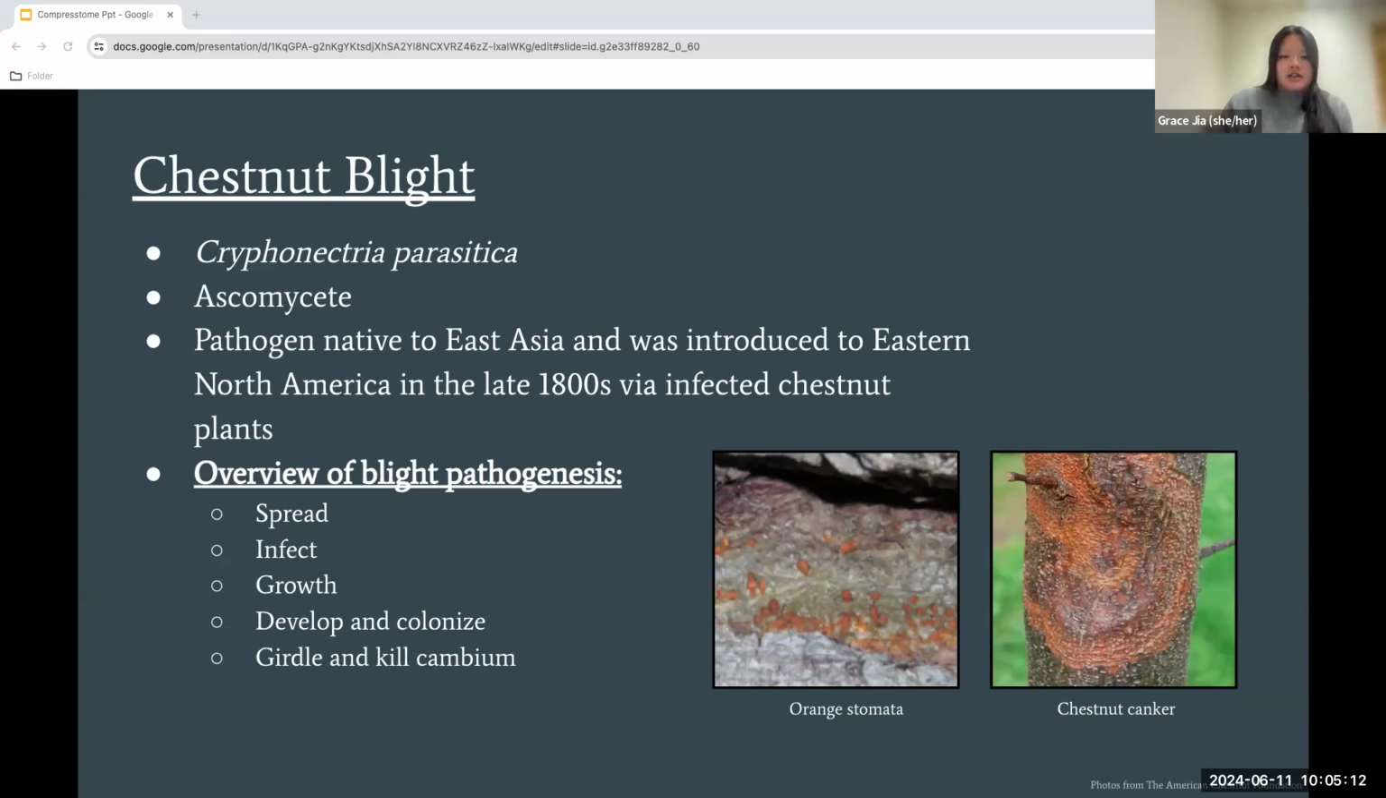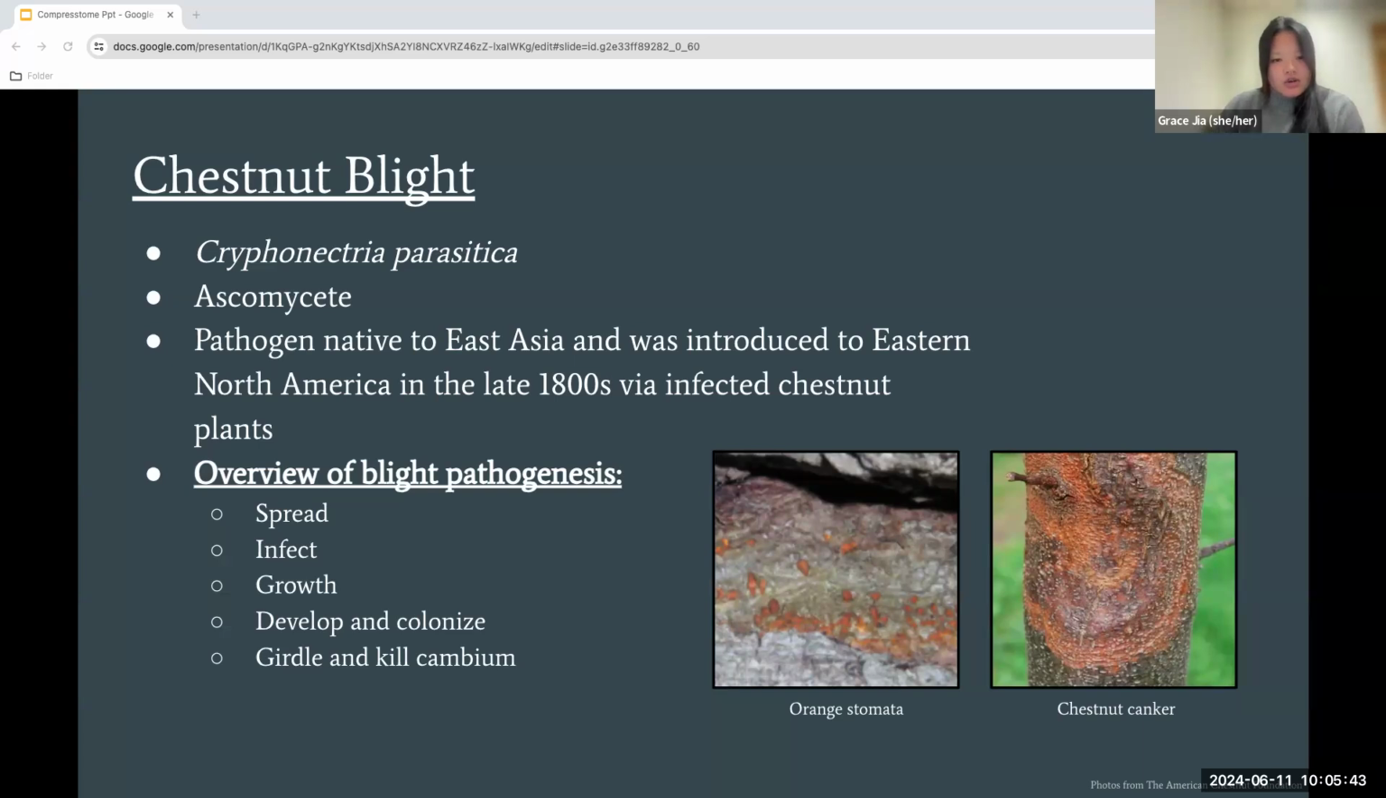And to provide a little bit of an overview of how this pathogenesis occurs, it follows a few steps. So first, spread. Spores of infected trees are released into the environment and are spread via wind, water, or transferred through direct contact from orange stomata. And this orange stomata you can see on the left side of the slide. Next, infection. Spores infect chestnut trees by entering through wounds in the bark.